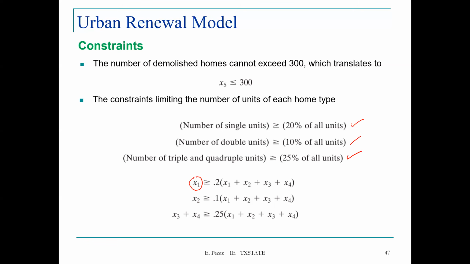So for us to write that constraint, we have to make sure that we provide that lower bound for X1. So 20% of the summation of all new units has to be for X1. 10% of the summation of all units has to be for X2. And then 25% of all units has to be for X3 plus X4.